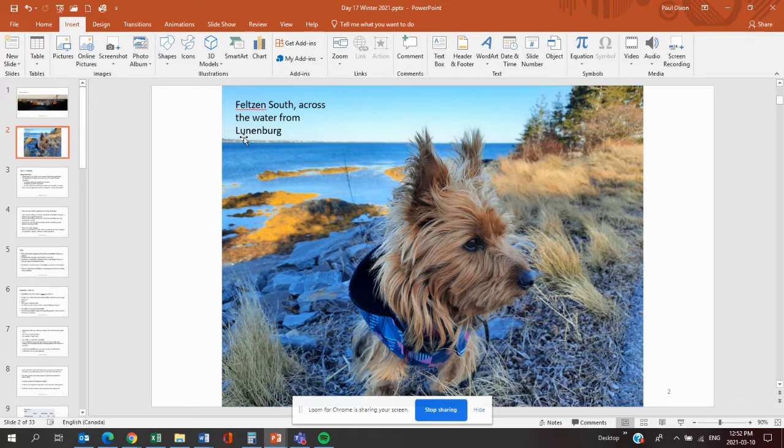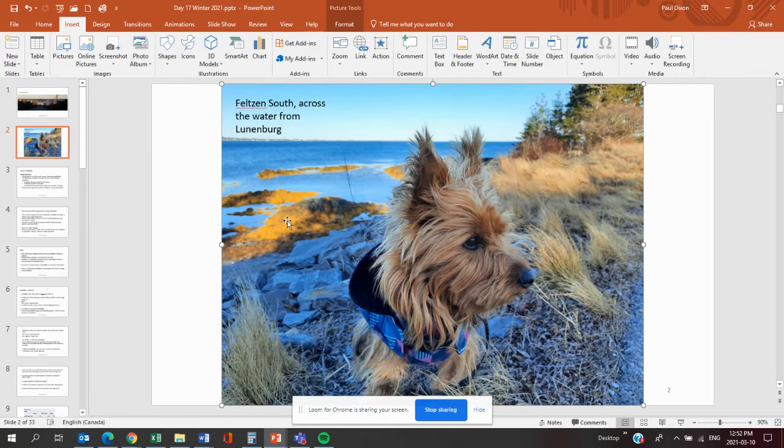It's across from Lunenburg. Here's Lunenburg. Lunenburg is over here in the picture, if you can see it in the top left corner. And if you look across the water and out towards the sea, one of the last pieces of land you see is Felton South. And the day we were there, the sun on the moss that grows on the rocks here at low tide, bright, bright orange. It was a really colorful day. Anyway, it's a beautiful day outdoors today too. And let's get on with the show.